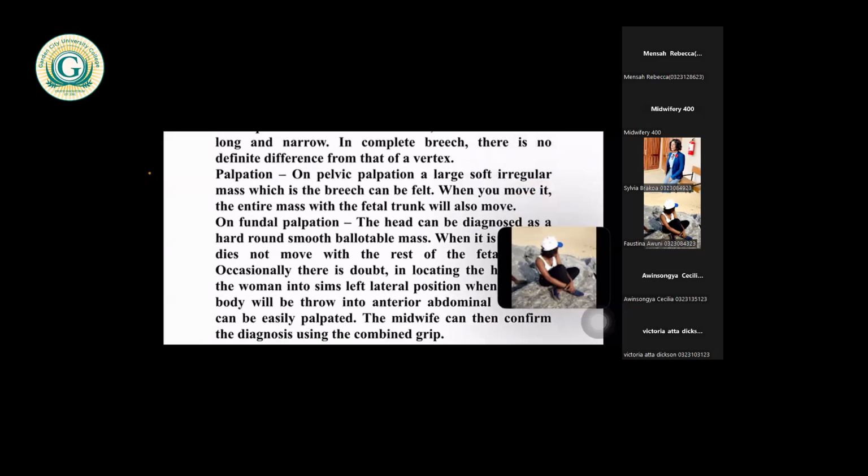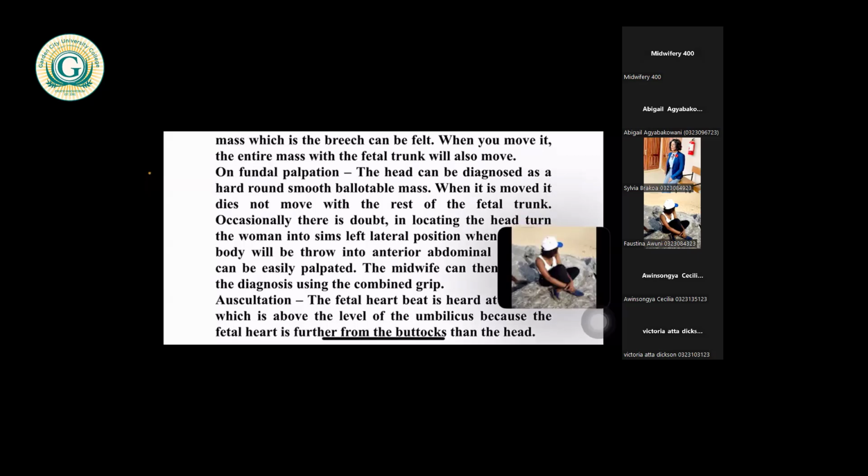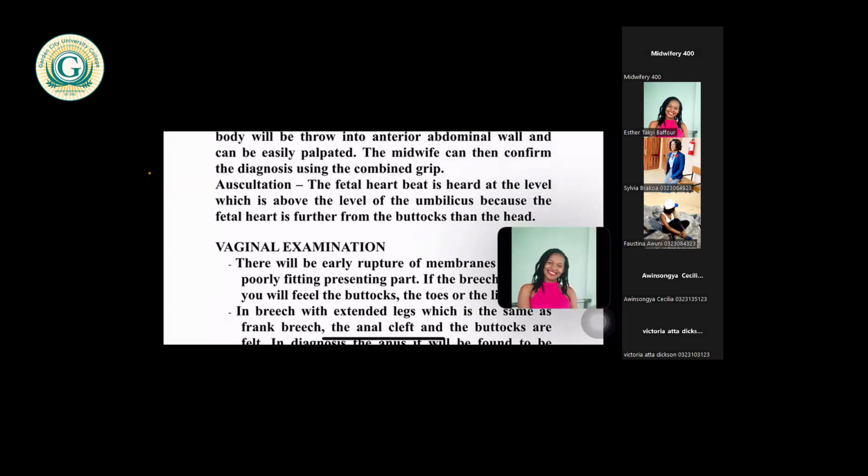On fundal palpation, the head can be diagnosed as a hard, round, smooth ballotable mass. When it is moved, it does not move with the rest of the fetal trunk. On auscultation, the heartbeat is heard at a level above the umbilicus because the fetal heart is further from the buttocks than the head. Mostly during auscultation, you wouldn't hear the fetal heart where you hear it at the vertex. There's a slight difference.